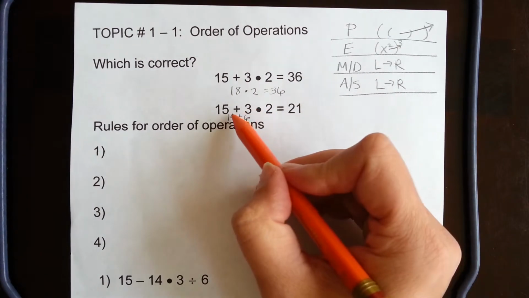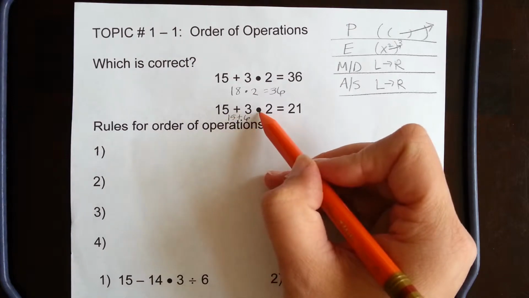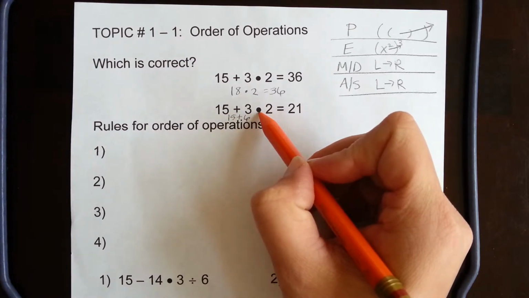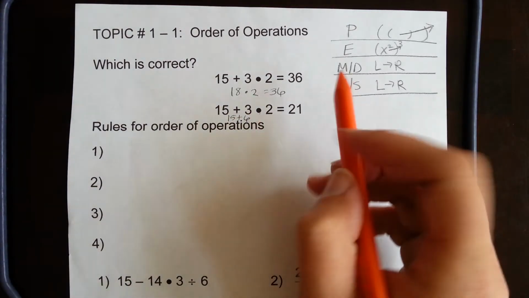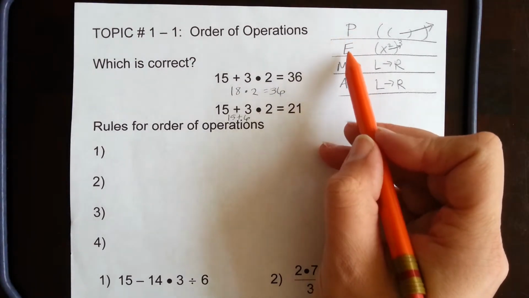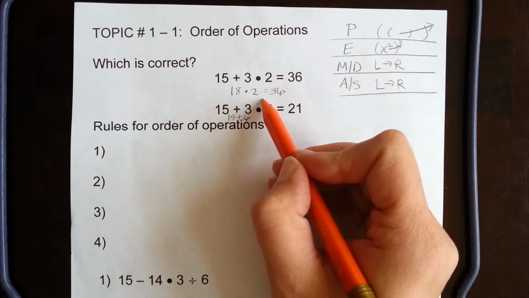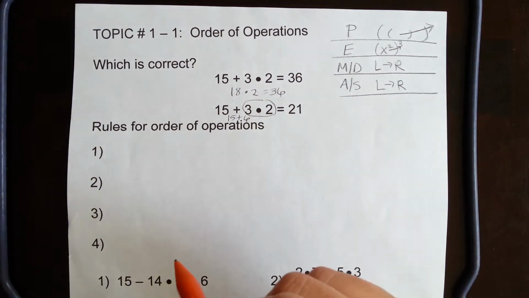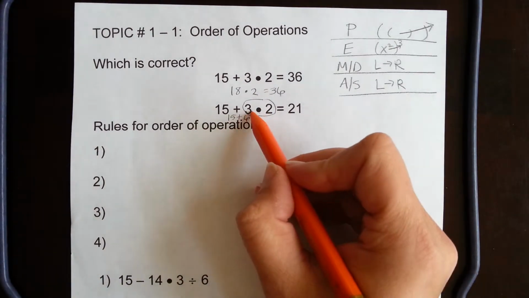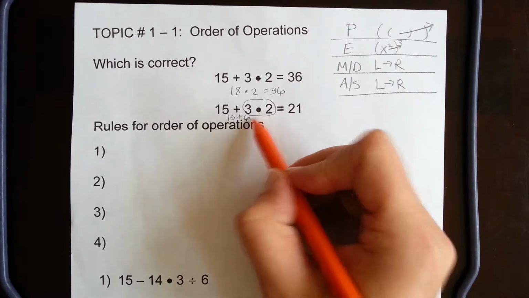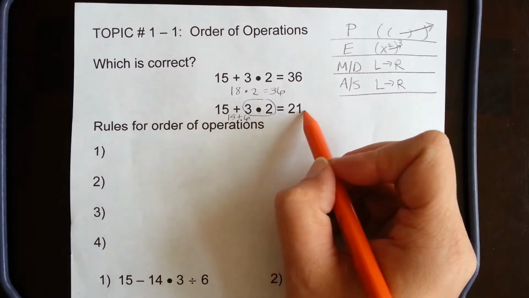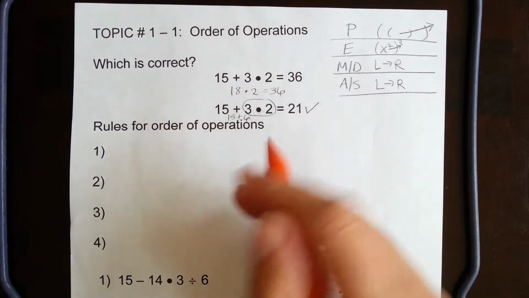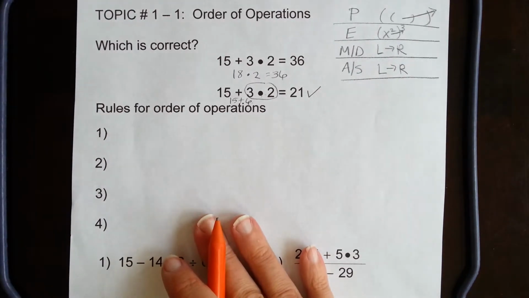So if I'm looking at these two operations, I have addition and I have multiplication. So which one should I do first? Well, over here it says that I would do multiplication and division first. So this is the order of operation that I should do to begin with. So I should have 3 times 2, which is 6, and then I should add that to 15 to get 21. So this is the correct one. So let's write down those rules.